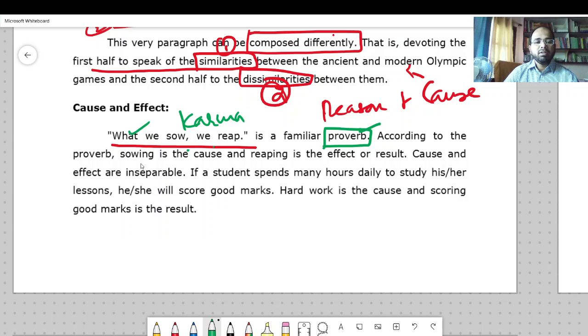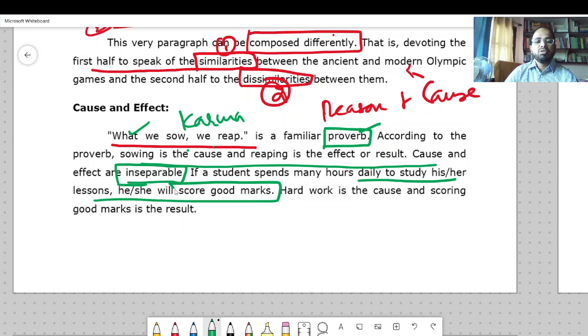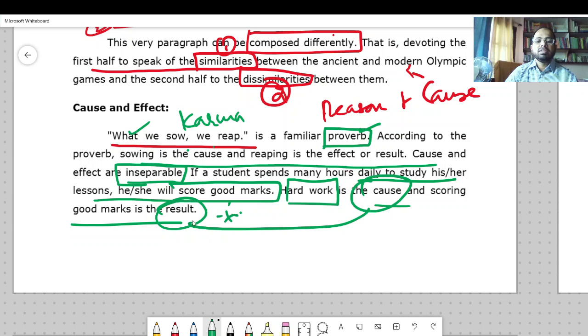According to the proverb, the sowing is the cause and reaping is the effect, the result. Cause and effect are inseparable. The student spends many hours daily to study his lessons. She will score good marks. So very important point there. Hard work is a cause, and scoring good marks is a result. So result and cause, these two things are connected. How? By means of hard work and by means of a good result.